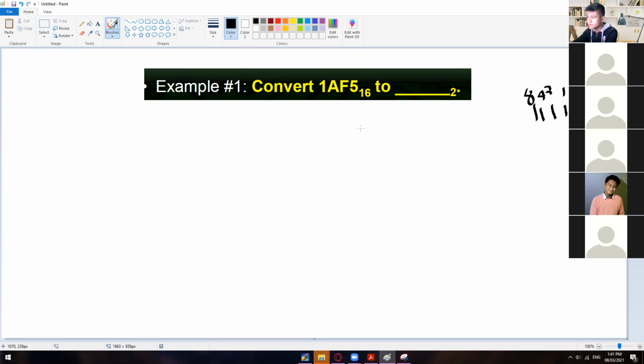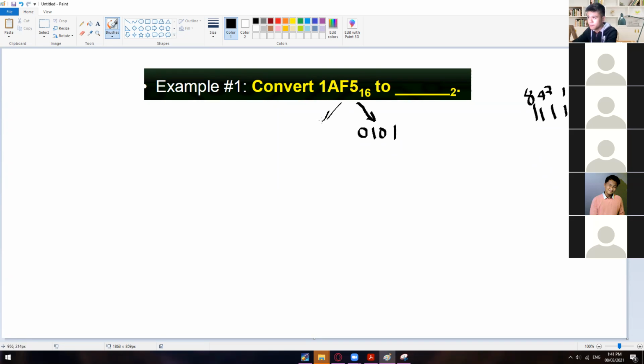Anyone? Zero, 1, 0, 1. Okay, very good. So we have here 0, 1, 0, 1. So why 0, 1, 0, 1? Because you have to activate the 4 and 1. So 4 plus 1 is equal to 5. So that's how we represent this hexadecimal into binary.